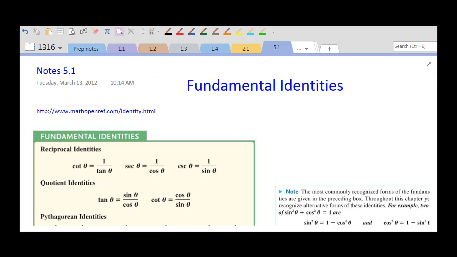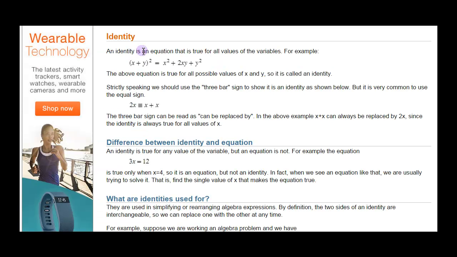So in this section, we're going to talk about the fundamental identities in trigonometry. Before we go into that, let's just take a moment to understand what an identity does for us and maybe what an identity is. An identity is any equation that is true for all values of the variables.